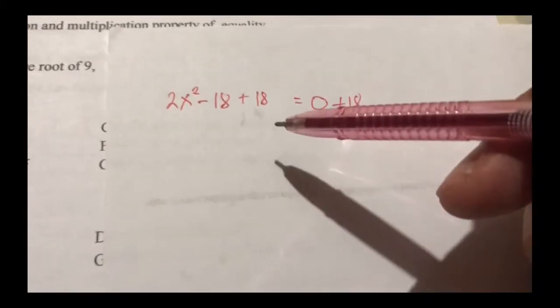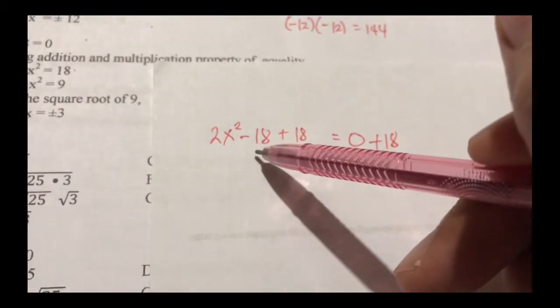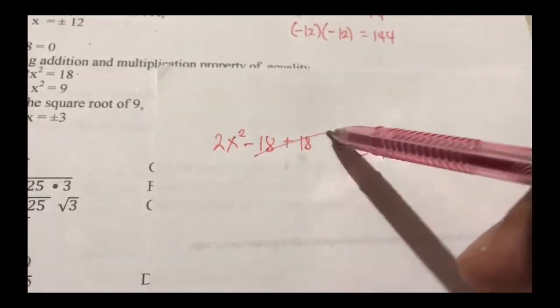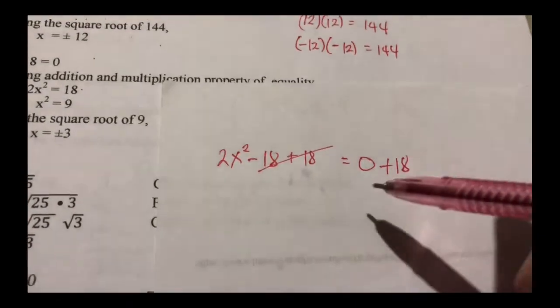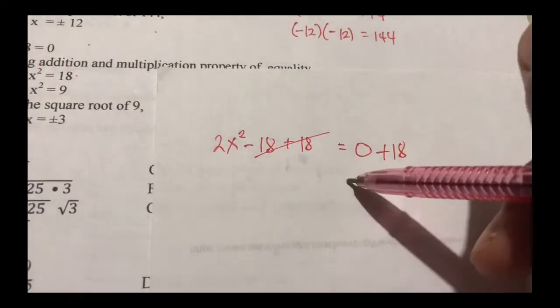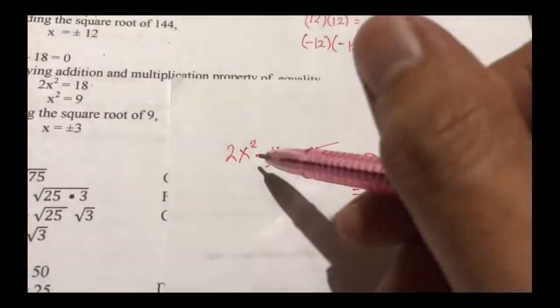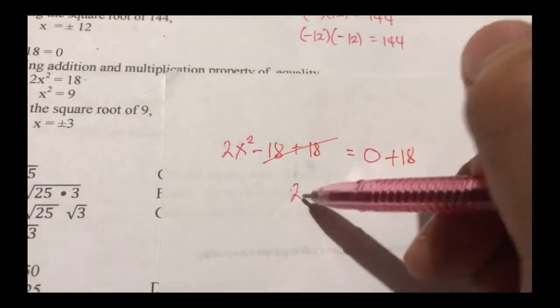And then, simplify our equation. 2x squared minus 18 plus 18, that is equal to 0. Is equal to 0 plus 18, that is 18. Just simply copy 2x squared.